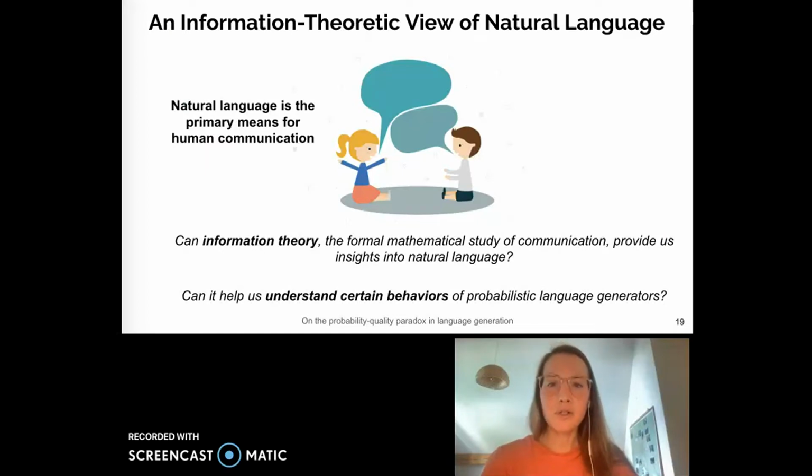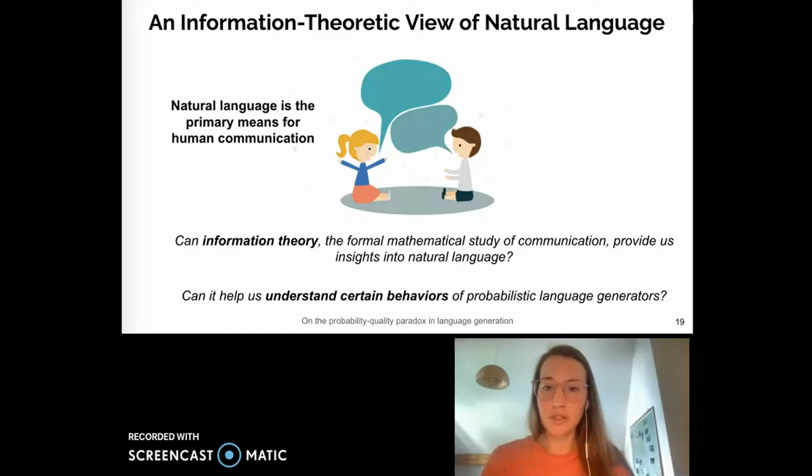So, big picture, natural language is really the primary means for human communication. And we use it in both written and spoken form for anything from mundane tasks to crucial transactions. So in this light, its main purpose is for the transfer of information. So then it seems that naturally, if we wanted to gain a better formal understanding of language, we could turn to information theory, the mathematical study of communication.